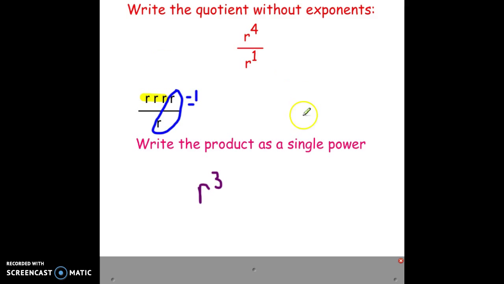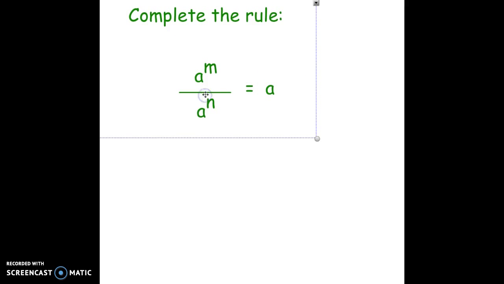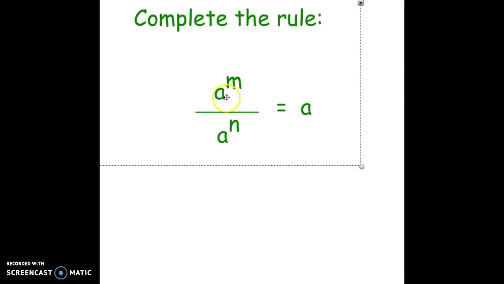Now, just like yesterday, we need to come up with a rule where I could go from this business up here at the top directly to this answer without doing all this junk in the middle. So think about how the 4 and the 1 relate to the 3. Hopefully you figured out that any time you have a power divided by a power and you have the same base, all you need to do is subtract those exponents. So if you have a to the m over a to the n, that gives you a to the m minus n.